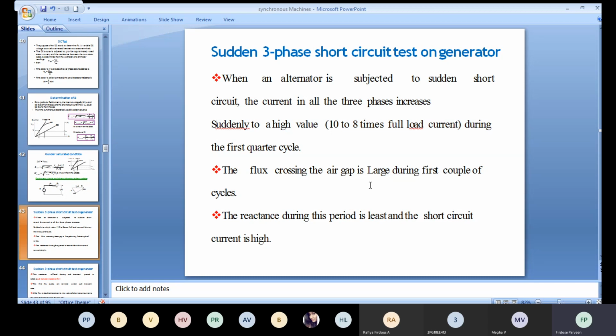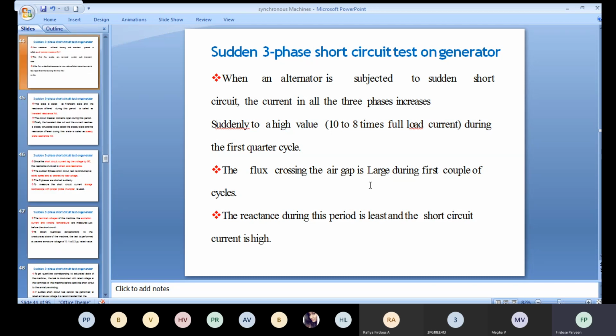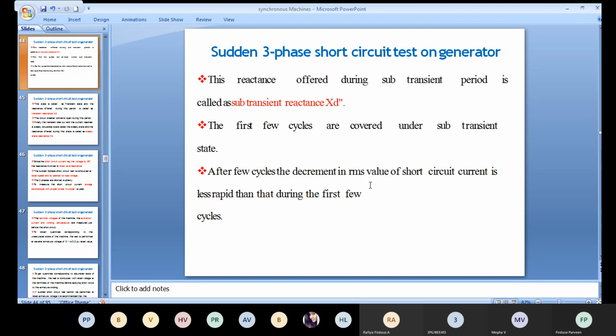Next, coming to the sudden three-phase short circuit test of a generator. When an alternator is subjected to sudden short circuit, the current in all the three phases increases suddenly to a high value, that is 10 to 8 times full load current during the first quarter cycle. The flux crossing the air gap is large during the first couple of cycles. The reactance during this period is least and the short circuit current is high. This reactance offered during the subtransient period is called the subtransient reactance Xd double dash.